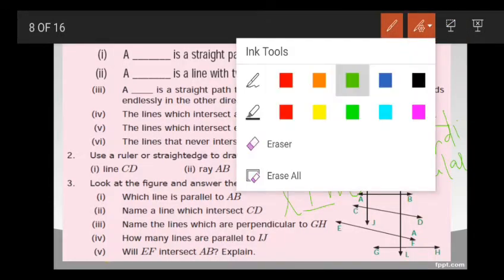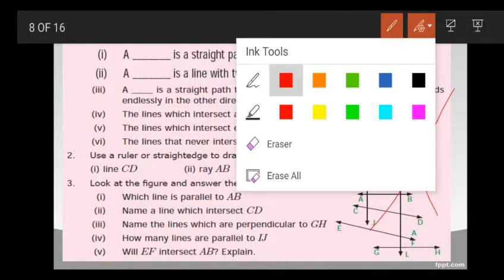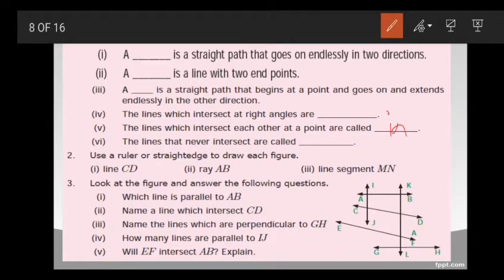Okay, so now we'll move to the fifth one. The lines which intersect each other at a point are called intersecting lines. And the lines that never intersect are called parallel lines. Parallel lines won't meet each other, means parallel lines won't intersect, never intersect. So lines that never intersect are parallel lines.